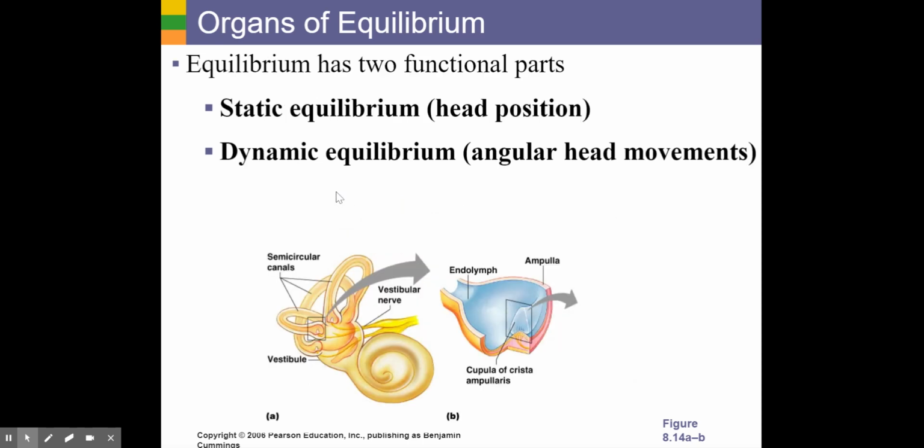Okay, and we actually have 2 different types of equilibrium. So we have what's called static equilibrium. So this is head positioning. So where is your head in space? And dynamic equilibrium is how your head moves. So static equilibrium simply tells your brain your head is stationary, or your head is upside down, or you've turned your head to the side. And dynamic equilibrium is more movement of the head.